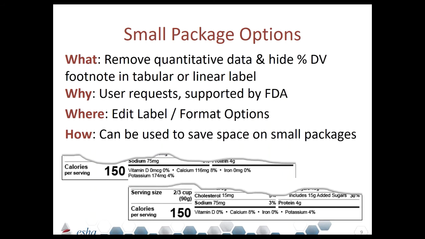The next one will be for small packages, and small packages are products that qualify for either the tabular or linear labels. The goal here would be trying to get the smallest label possible. I think a lot of our customers out there are often trying to save space on their packaging, and this is what hopefully some of these features can help with. So these new features include removing the quantitative data, and hiding the %DV footnote in both the tabular and linear labels. We did this because you requested it, and it is part of the CFR, and we again find this in the edit label format options.